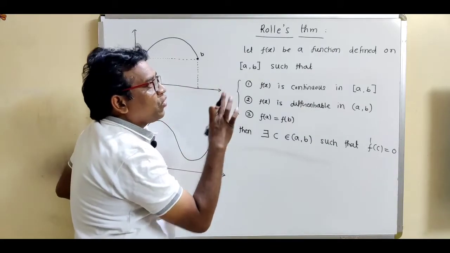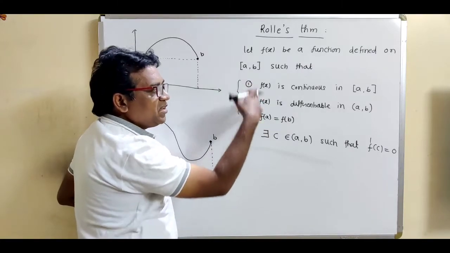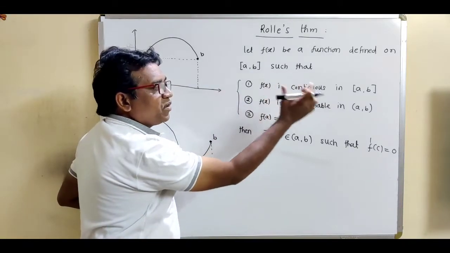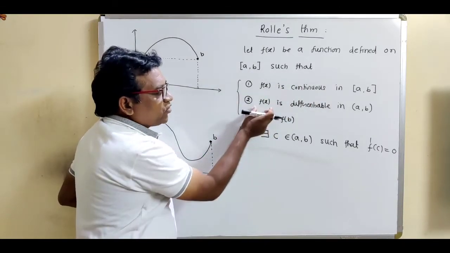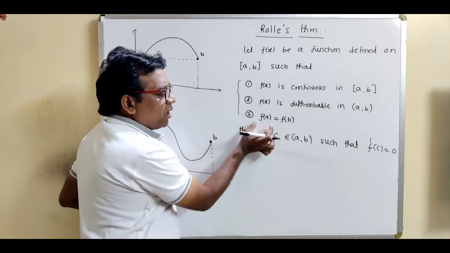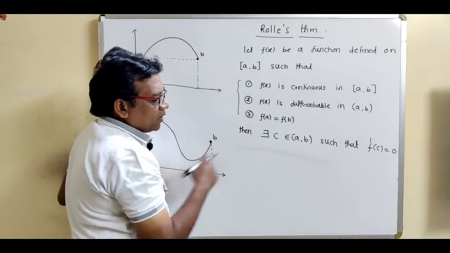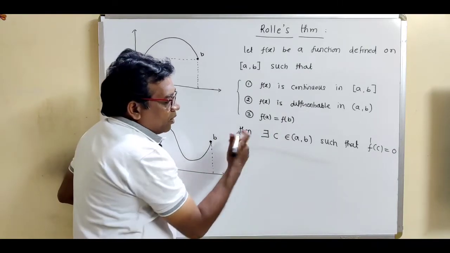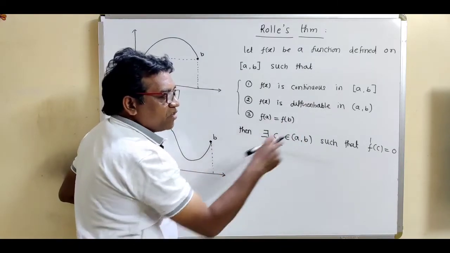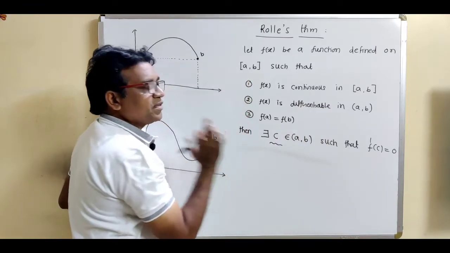So see what are the conditions of Rolle's theorem. If f(x) is a function having these three conditions, and what are those conditions? Function should be continuous in the closed interval [a, b]. Function should be differentiable in the open interval (a, b), and the third condition, f(a) is equal to f(b). Then what is the statement of Rolle's theorem? Rolle's theorem says that we can find at least one point c belongs to open interval (a, b) such that f'(c) = 0. This is the statement of Rolle's theorem.